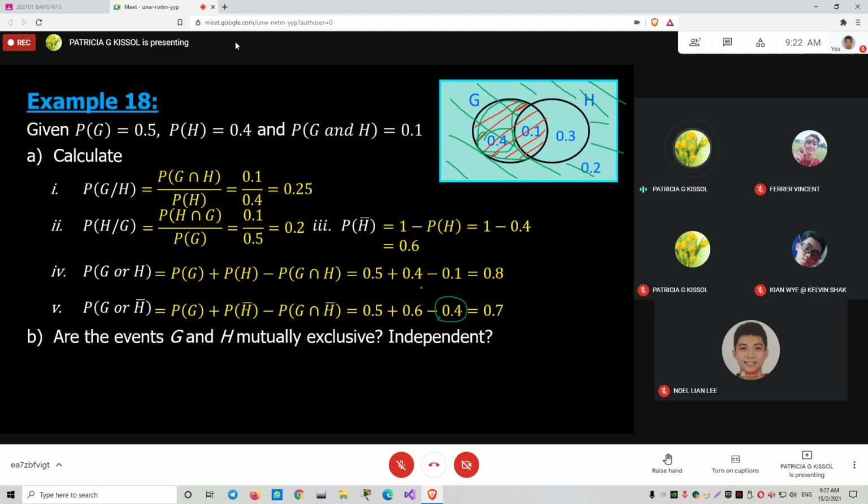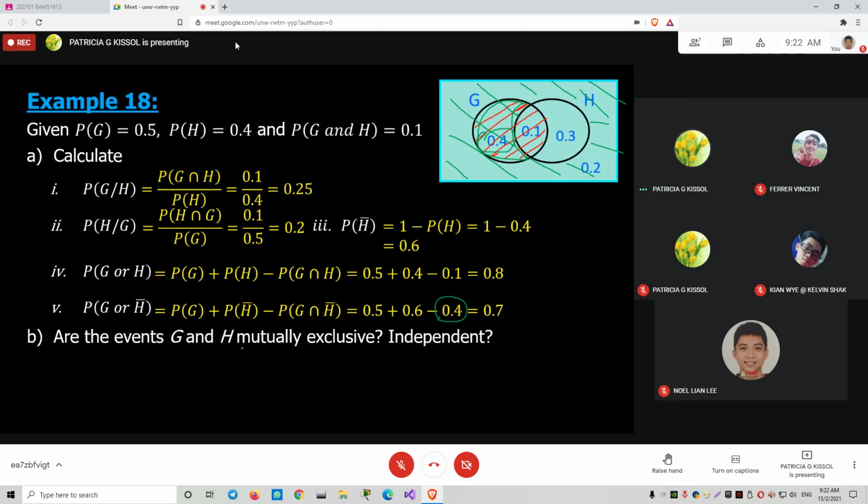All right, so I hope everyone is clear about that. This is just a simple example to ensure that you understand the concept, and using the Venn diagram would help you to solve it much better.